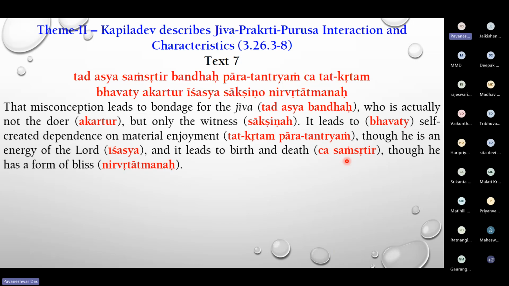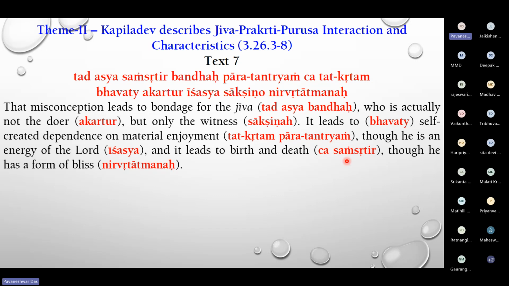So then he used two sentences saying that this kind of bondage or this kind of misconception leads to self-created dependence on material enjoyment. Actually, Jiva has nothing to do with material enjoyment. Jiva is a witness to this material world. But because of our wrong imposition of ourselves as part of this material world, product of this material world and three modes of material nature, we are bound in this material world. We are subjected to bondage in the material world.